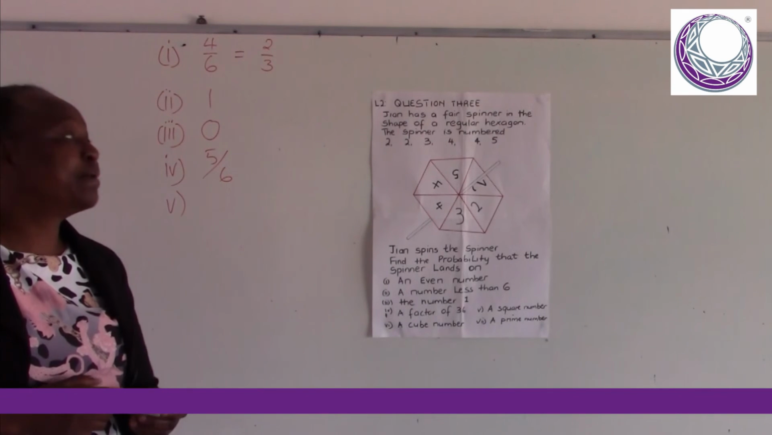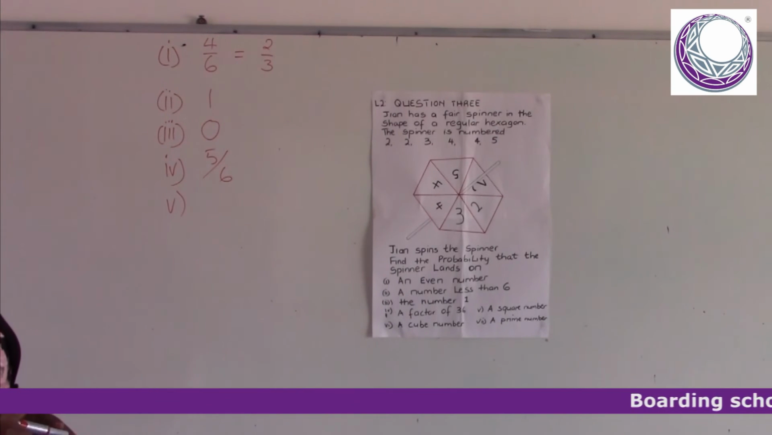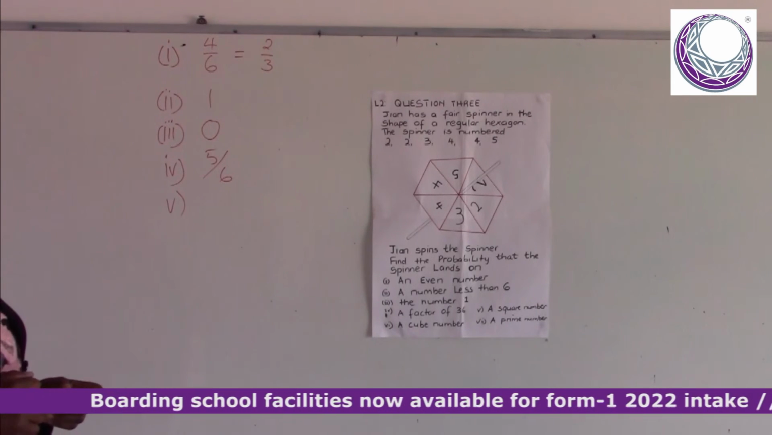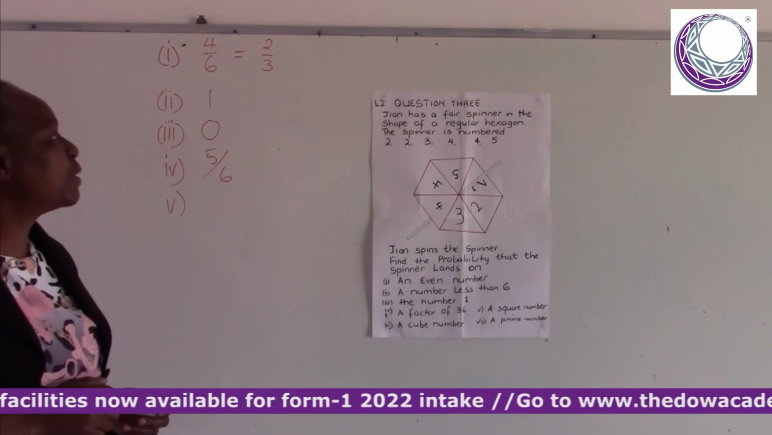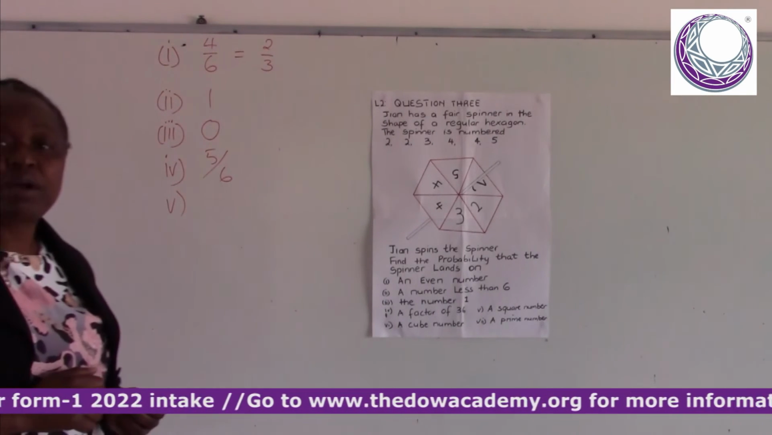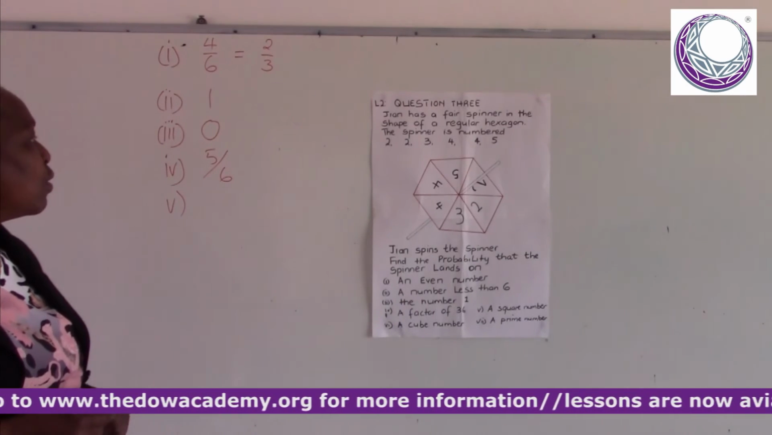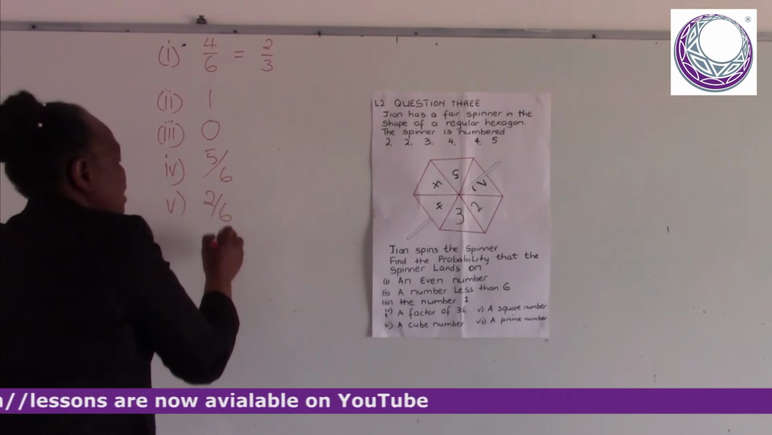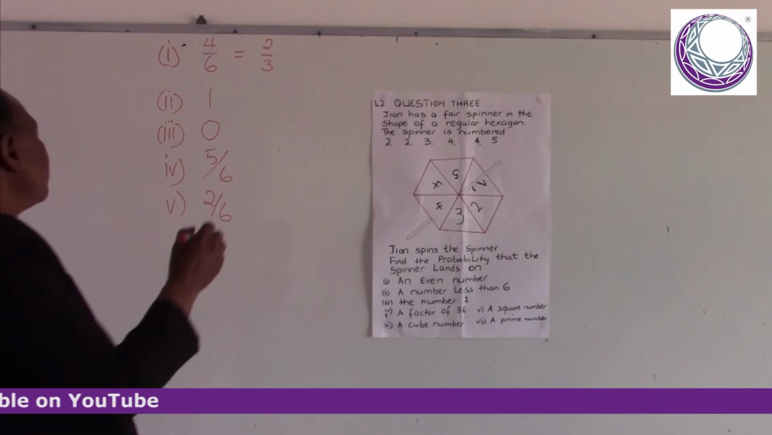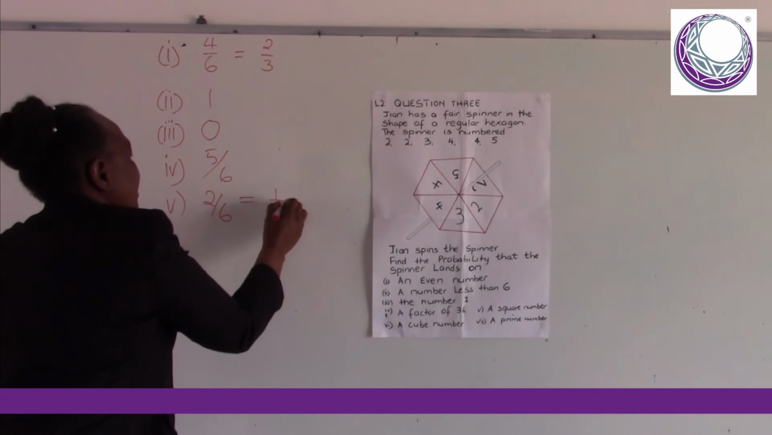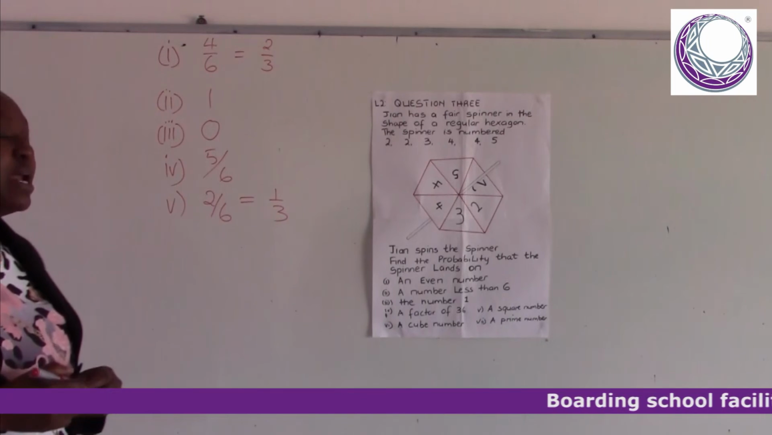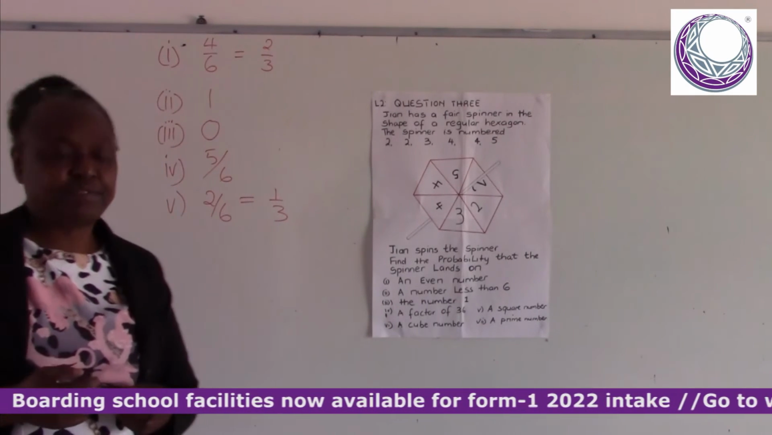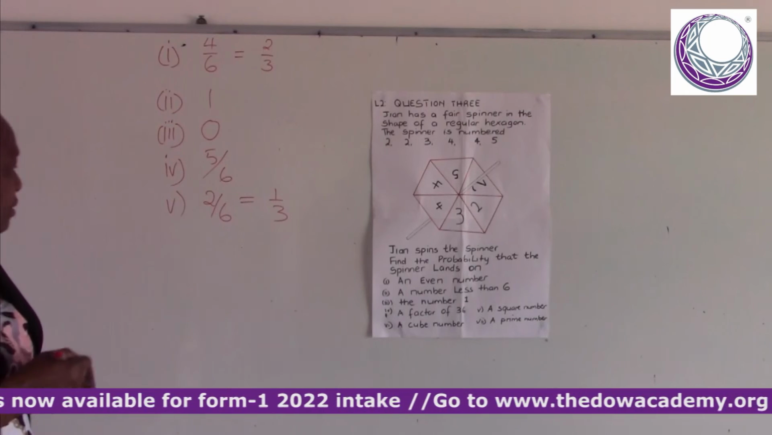again, it's a square number. When we look at our spinner, we can see a 2 is not a square number, a 3 is not a square number, but we have a 4, and we also have another 4. So 2 numbers out of 6. 2 out of 6 are square numbers. Remember, you can still simplify, and you can still make it 1 out of 3. That's our question 5. Question 6.